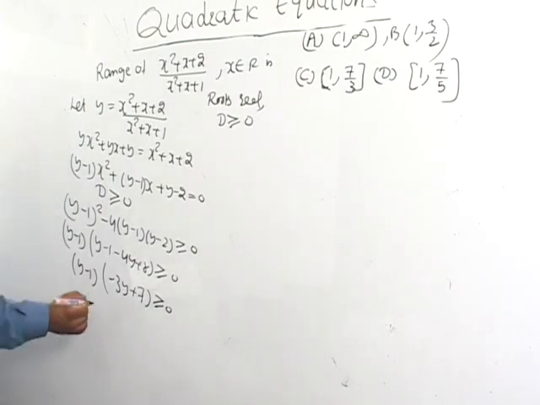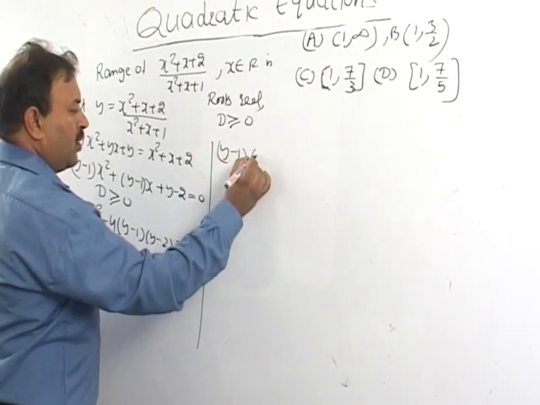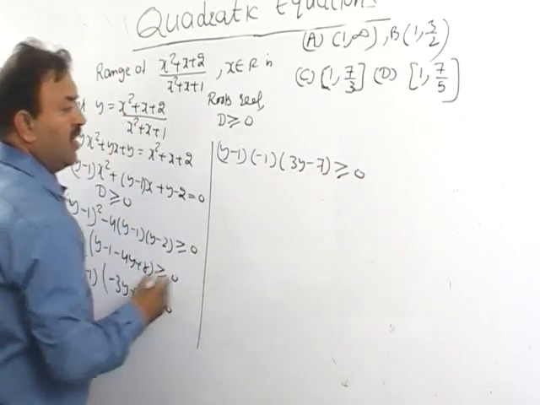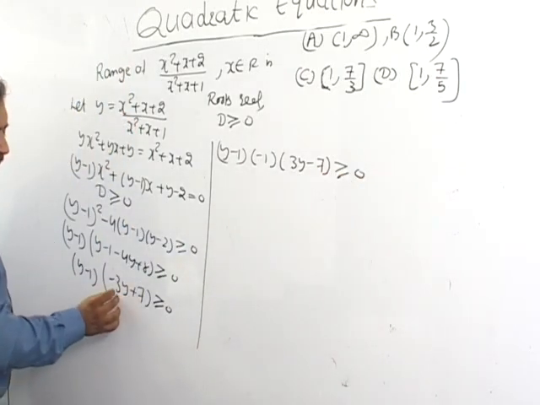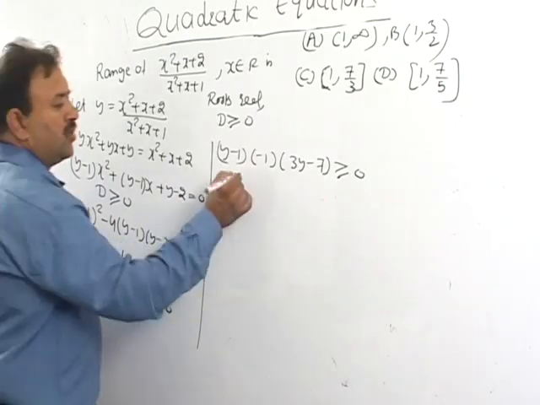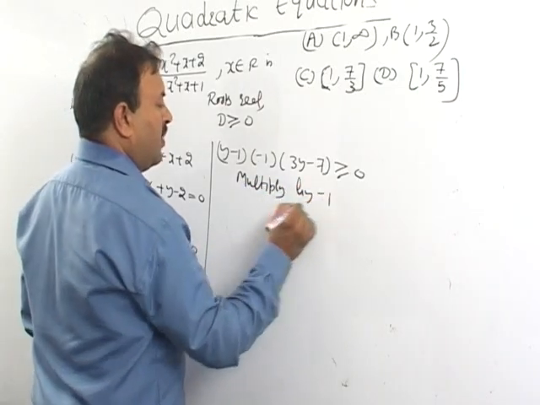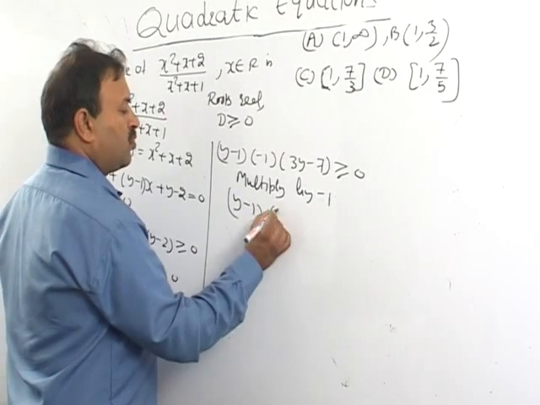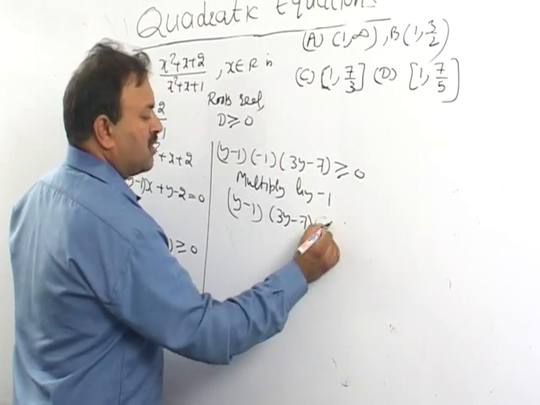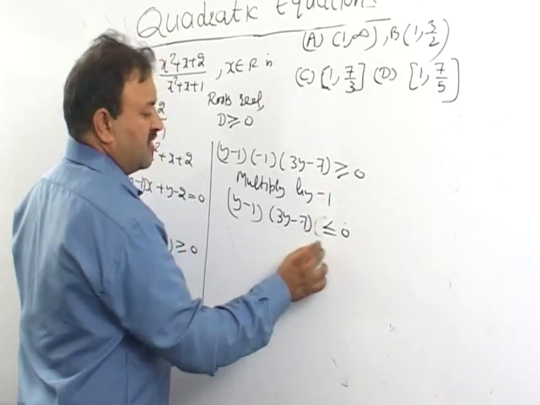Now I take the negative common from here. It is (y minus 1) into minus 1 into (3y minus 7) greater than or equal to 0. See carefully, every time I am making the coefficient of y or y square positive. So multiply by minus 1: (y minus 1)(3y minus 7) less than or equal to 0. Because if we multiply by a negative sign, the sign of the inequality is reversed.